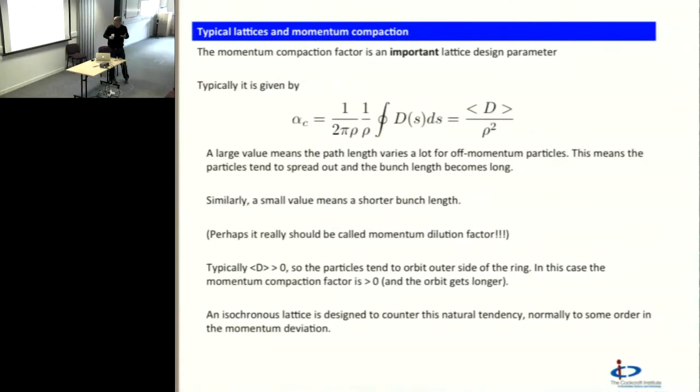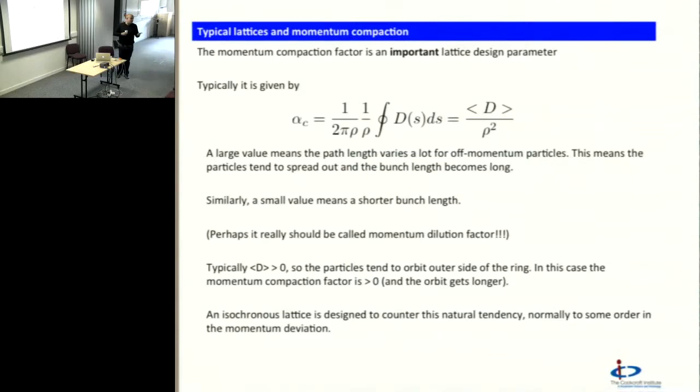What does it mean? Well, it means a large value means the path length varies a lot for off-momentum particles. This means the particles tend to spread out when they have some momentum deviation, and it tends to lead to longer bunch lengths. Similarly, a small value means a shorter bunch length. I always think it should be called momentum dilution factor, not momentum compaction factor, because if it's bigger, you have longer bunches generally. So that's the way to think of it in your head. It's a bit of a poor name. Typically, the average dispersion is bigger than naught. We've seen that in all the plots I was showing you.